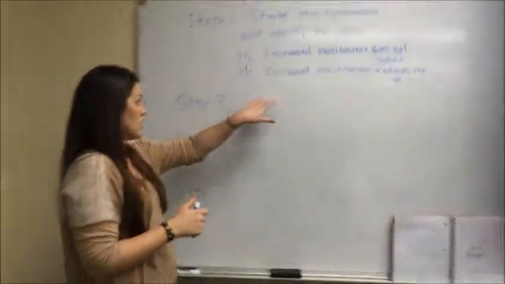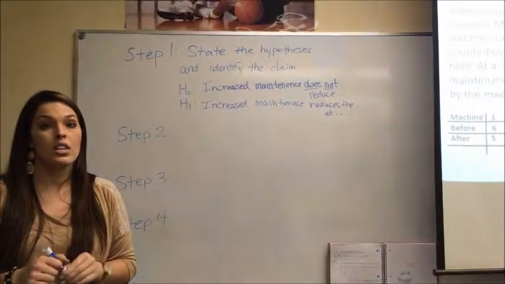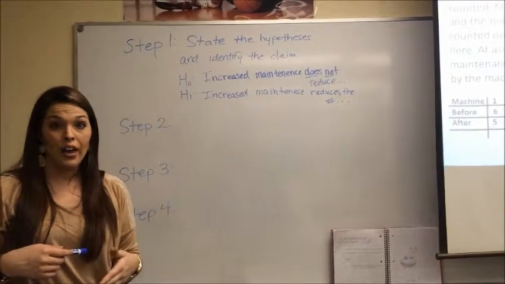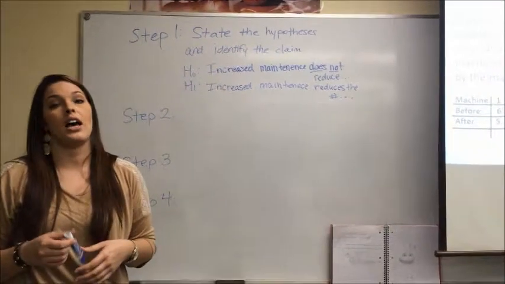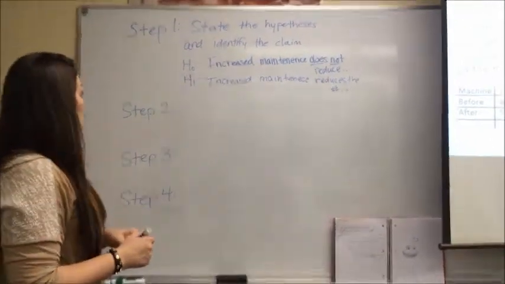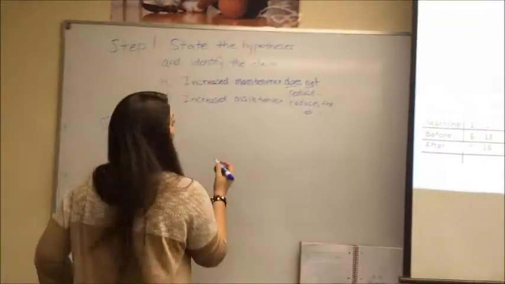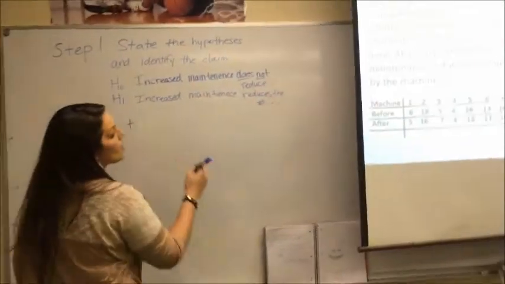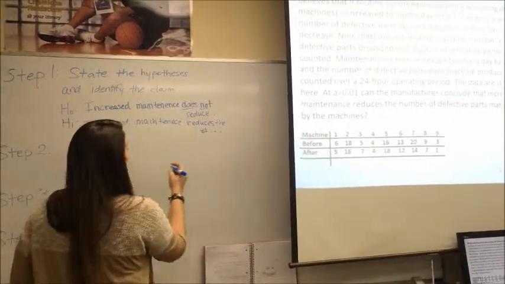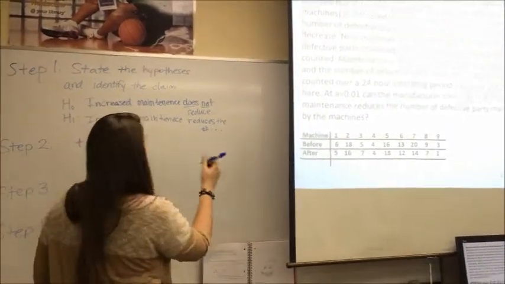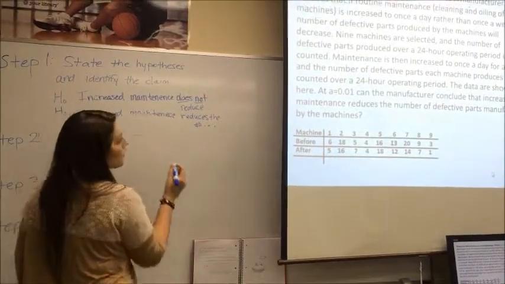Now we have our hypotheses, and we're going to move on to step 2, which is again find the critical value. This is where you subtract the after values from the before values and indicate the difference by a positive or negative sign or a 0. So, if we subtract 5 from 6, that leaves us with a positive number. If we subtract 16 from 18, that leaves us with a positive. 7 from 5, a negative. 4 from 4, 0. 18 from 16, negative.